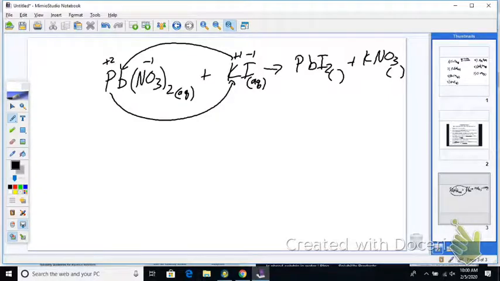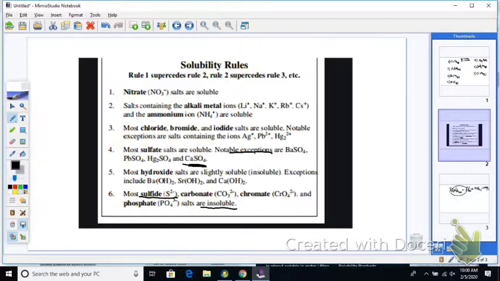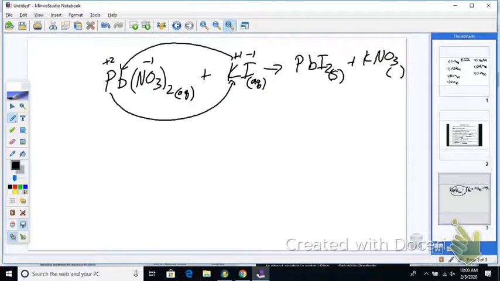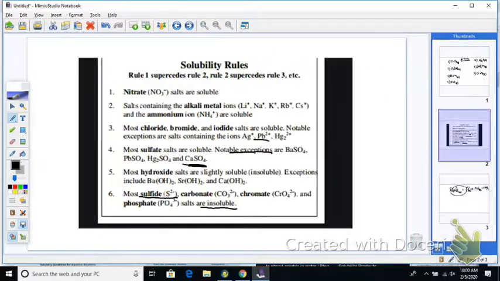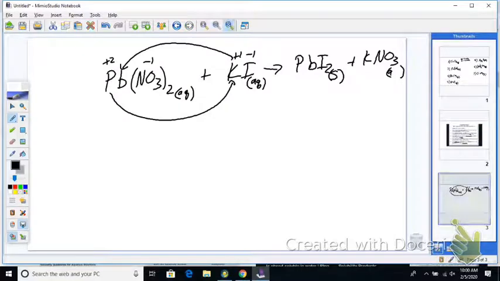PbI2, is that a solid or aqueous? Solid. Which one did you look at, Torrance? Number 3. Yeah. Number 3 says most chlorides, bromides, and iodides are soluble, but if they're put with lead, they're not. So that's why that one has to be a solid. And then nitrates. It says all nitrates are soluble. So guess what you do? You write AQ. And then you balance. Questions? That's kind of what we're doing.